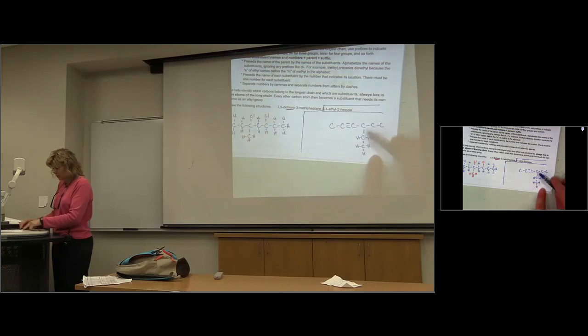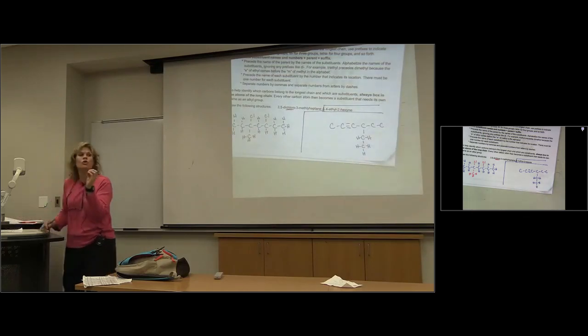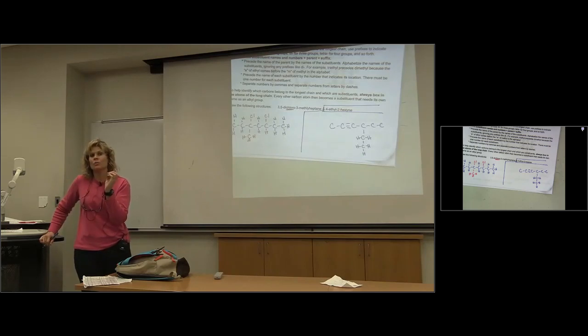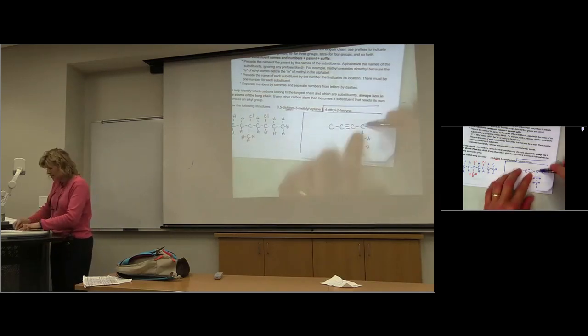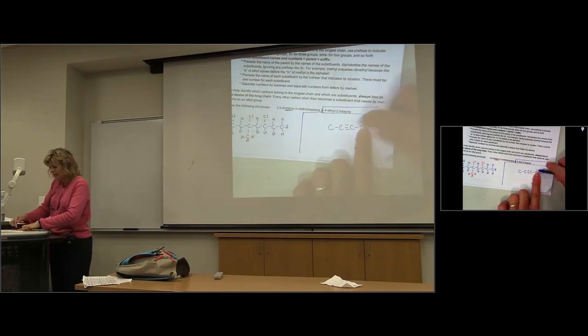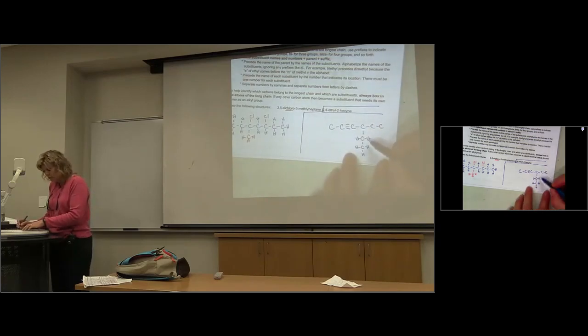If I did 1, 2, 3, 4, 5, then that's definitely not the longest chain. And your longest chain has to have the extra thing in it, if there is an extra thing. Let me explain that. You could not have an alkyl group with an alkene or an alkyne in it. Does that make sense? In other words, this could not be the longest chain and then this be an alkyl group, because that has an alkyne in it. You can't have an alkyne as an alkyl group. So this is a correct name.